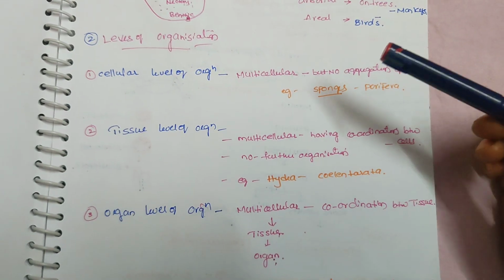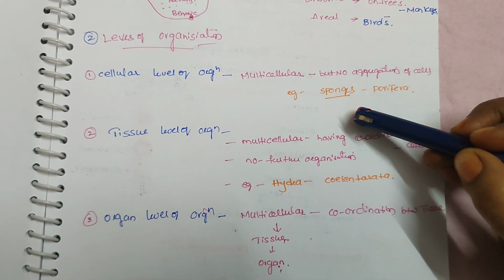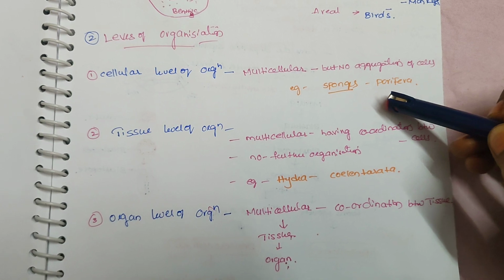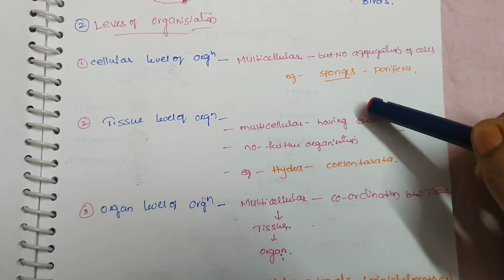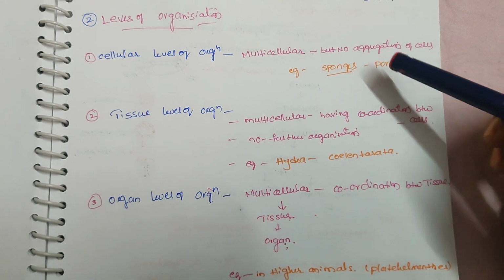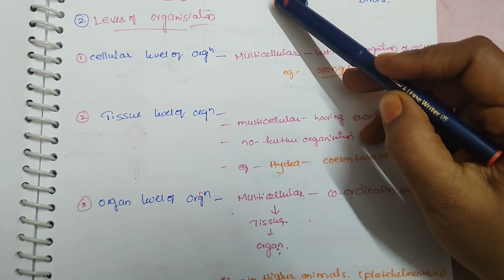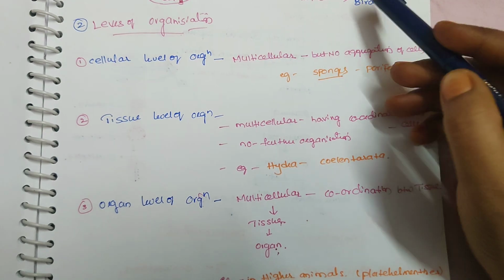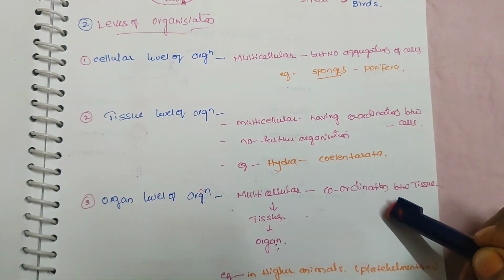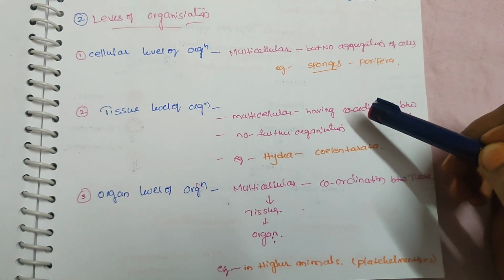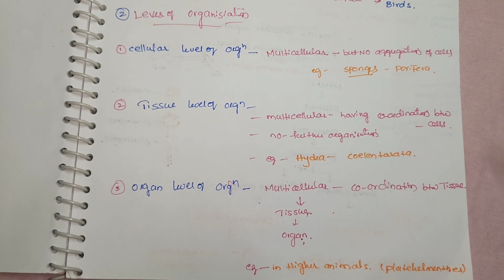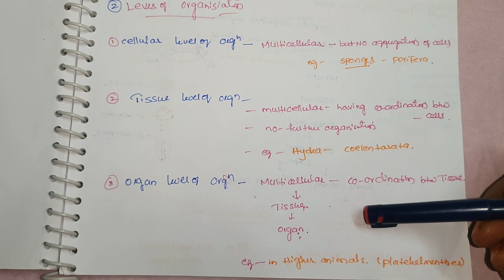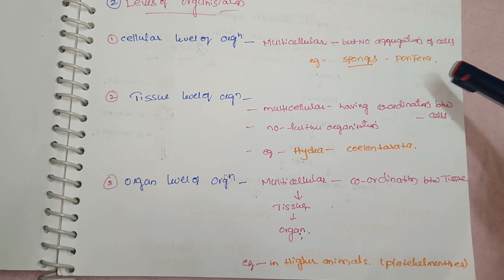Hello everyone. So we have different types of parameters for the evaluation of organisms in the animal kingdom, from porifera to mammals. Here, one of the parameters is levels of organization. We know the hierarchy levels are cell, tissue, organ, system level. Based on this parameter, we can differentiate the phyla.